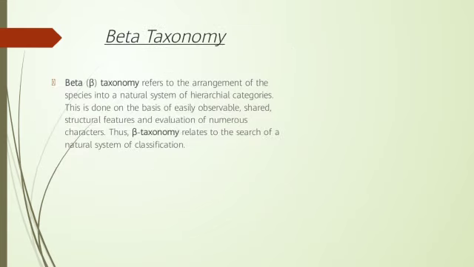Then beta taxonomy. Beta taxonomy refers to the arrangement of species into a natural system of hierarchical categories. This is done on the basis of easily observable, shareable structural features and evolution of numerous characters. Beta taxonomy relates to the search for a natural system of classification.